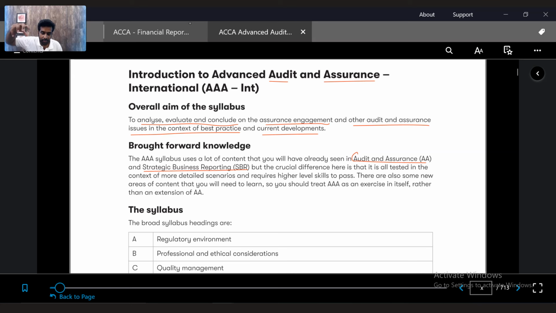You need to explain the requirements in a much better way, and you have to give a detailed analysis of the scenario, and hence a higher level of skill sets is required to pass this paper. So if you just carry the knowledge of AA and think that, oh, you know what, AAA I can pass off easily, that's not going to happen. Because an analysis of an expert professional will help you to think along the lines of an auditor and apply it in the same way in your exams. This will help you pass the paper.